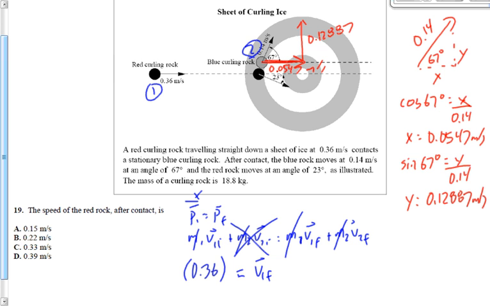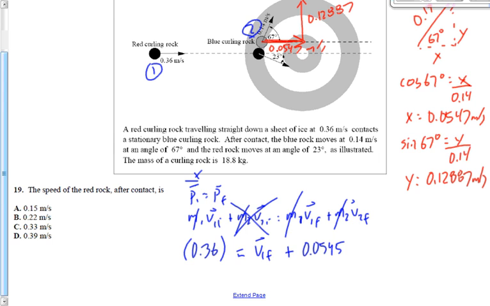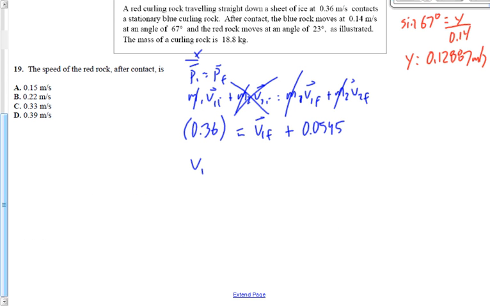V1f is something. V2f, x component. Gary, what's V2f x component there? Good. 0.0545. Now we take that over to the other side by subtracting. We end up getting V1f is what? 0.36 minus 0.05, 0.3155. Is that right? Okay, there's my x component. Now what?